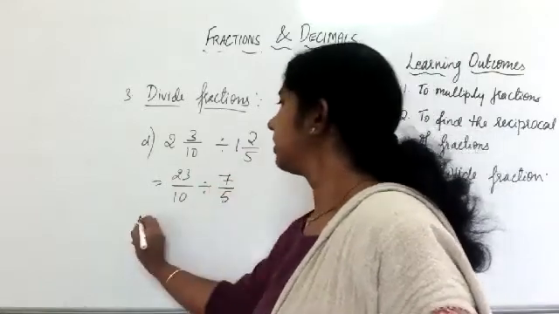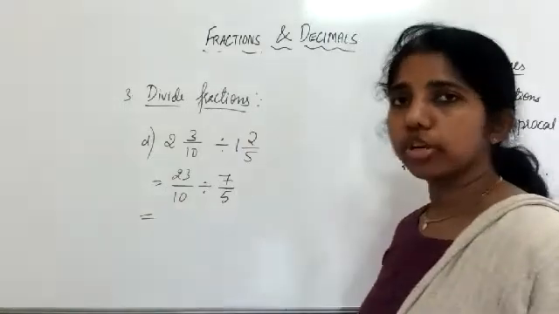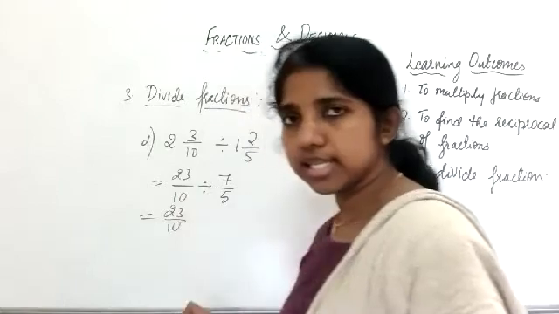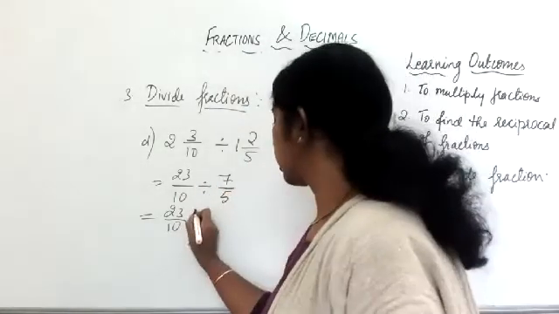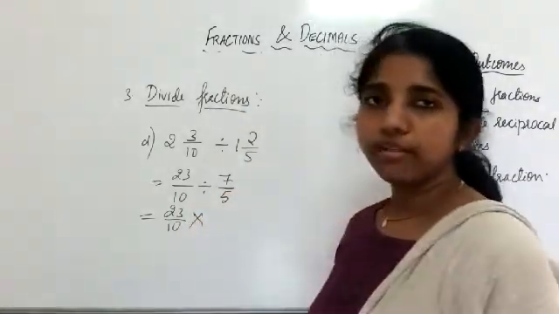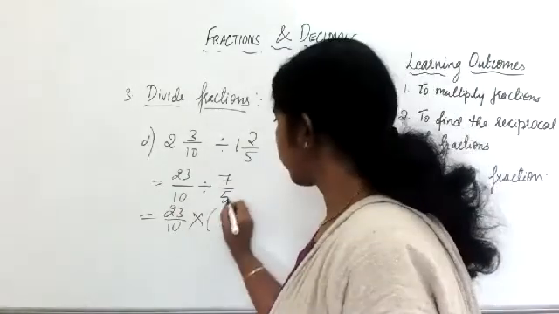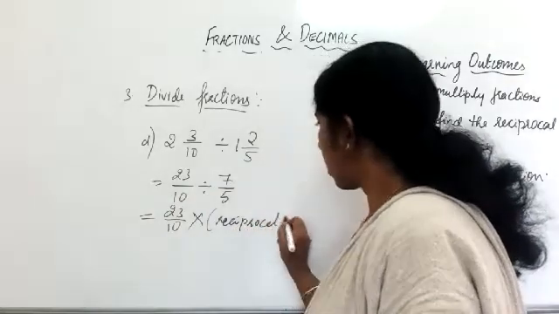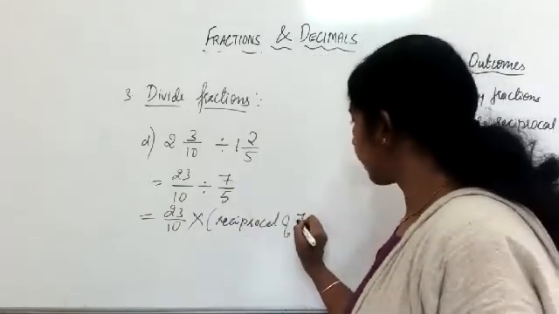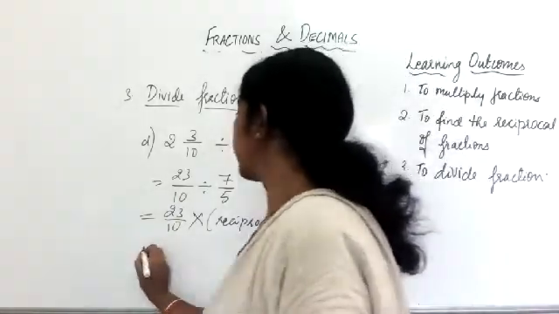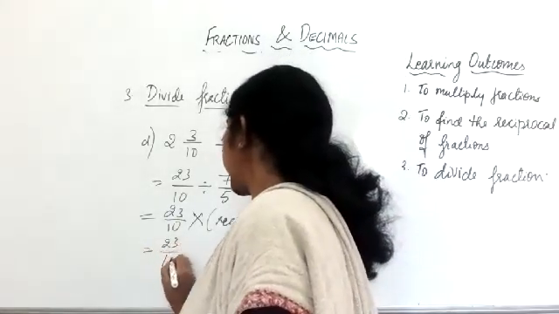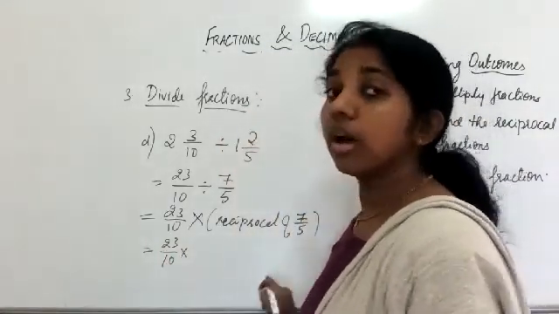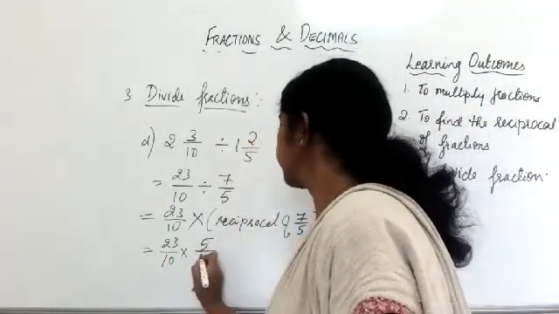So now comes the actual division. What are we doing? Same procedure. First, the dividend as it is. Convert this division to multiplication. When you convert division to multiplication, you have to take the reciprocal of the divisor, that is 7 by 5. So that will be 23 by 10 into 7 by 5. Reciprocal of 7 by 5 is what? 5 by 7. 5 by 7.